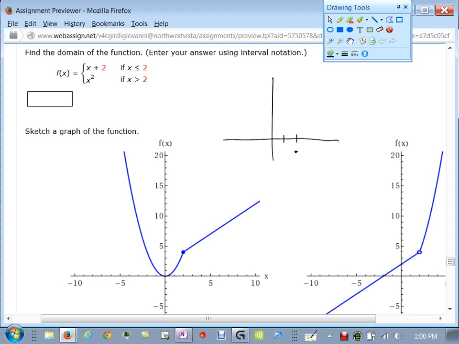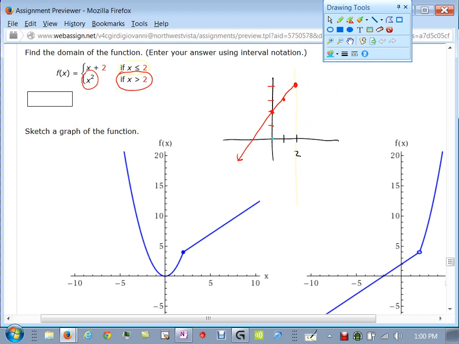Okay, at 2, we have this switch happening. To the left of 2, I'm a line, y-intercept of 2, slope of 1. So up 1 over 1, up 1 over 1 again. And I am defined there, so I'm going to put a solid dot there. Looks like that. To the right of 2, I'm a parabola, x squared. So that means it should look like this.